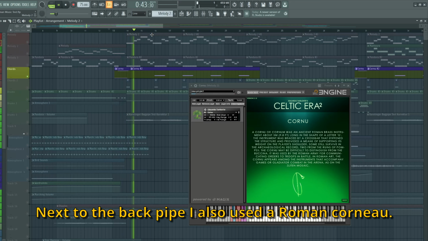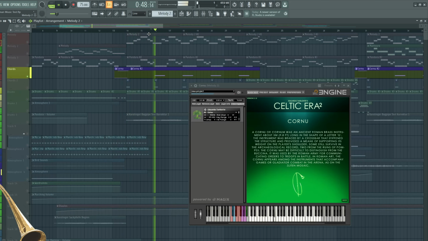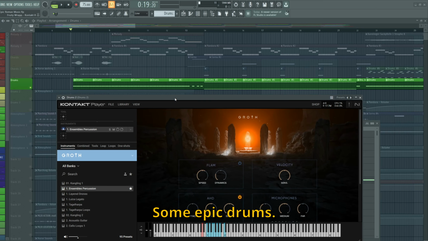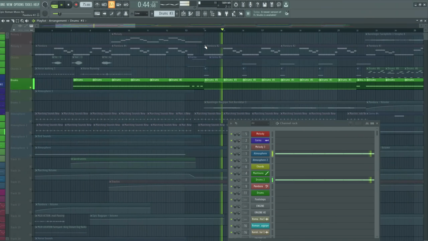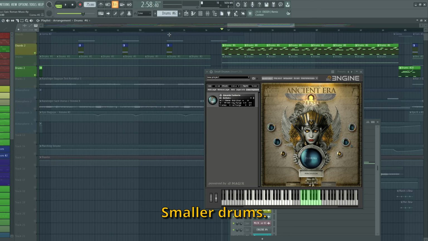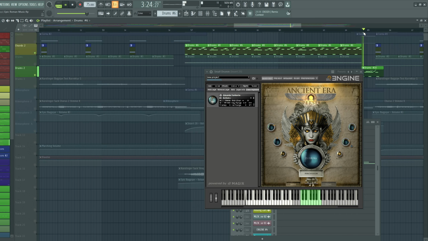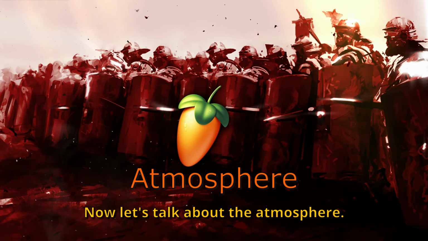Next to the bagpipe, I also used a Roman cornu. Some epic drums. Smaller drums. And that's basically it. Now let's talk about the atmosphere.